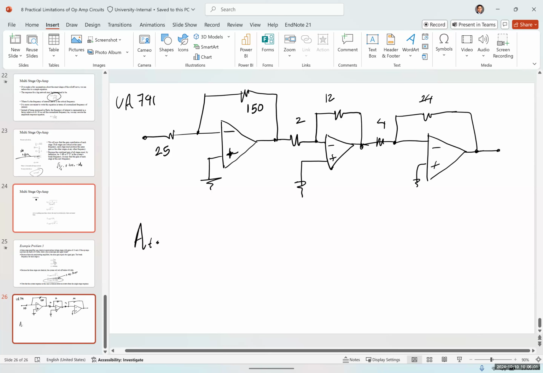We want to find the total gain, and we want to find the F2 of the system. And if Vin is 2 millivolts, what is V out? So we need A, the F2 of the system, and also V out.